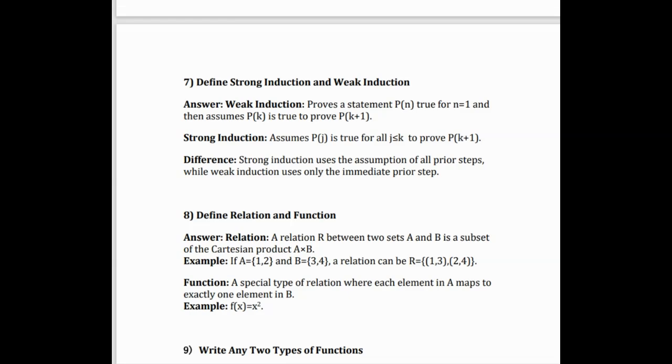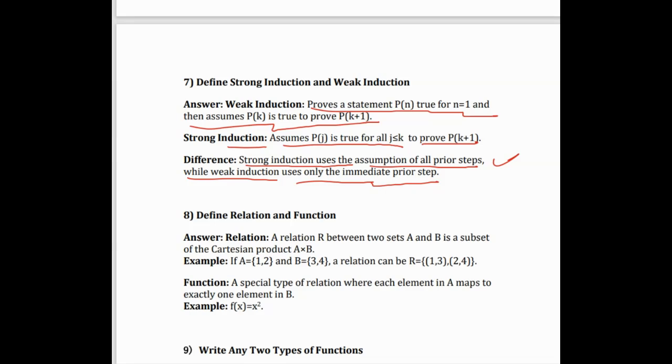Define strong induction and weak induction. What is weak induction? It proves the statement P(n) is true for n is 1 and assumes that P(k) is true to prove P(k plus 1) is true. Then what is strong induction? Assuming P(j) is true for all j less than or equal to k to prove P(k plus 1) is true. The difference between them is that strong induction uses the assumption of all previous steps, while weak induction uses only the immediate previous step. Here we will be including all the steps. Here it will be only the immediate previous step.